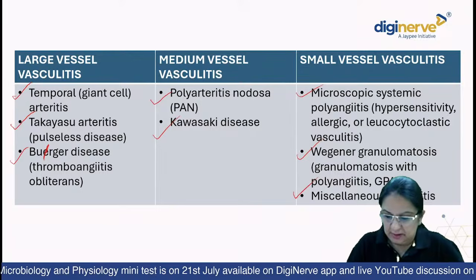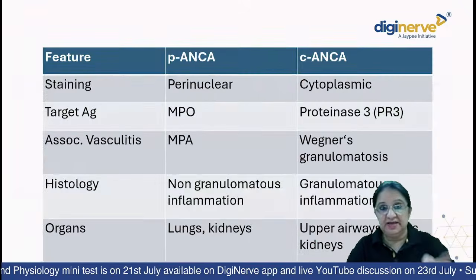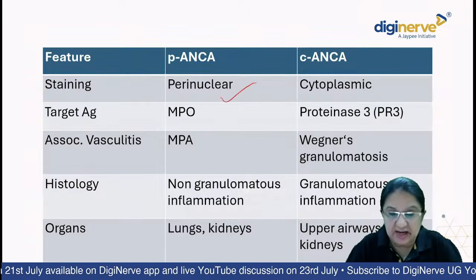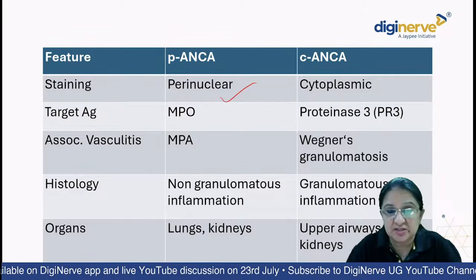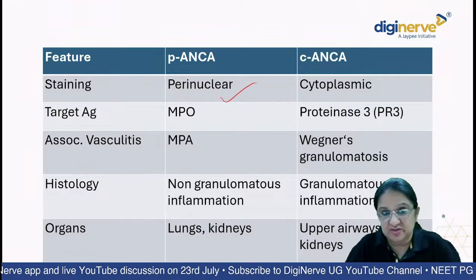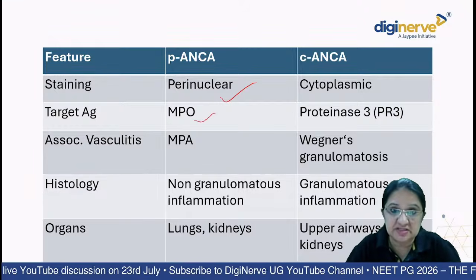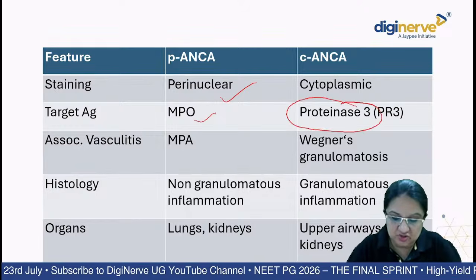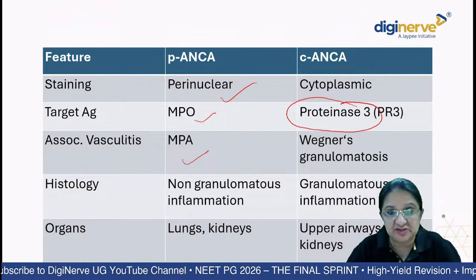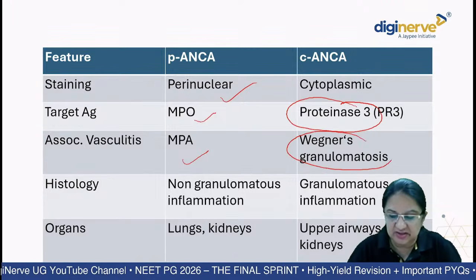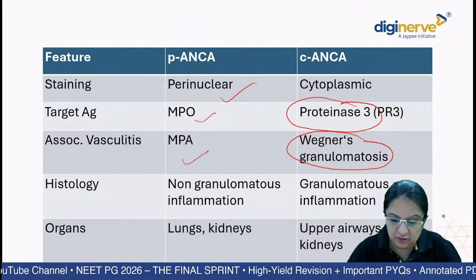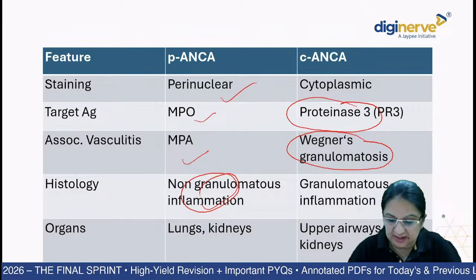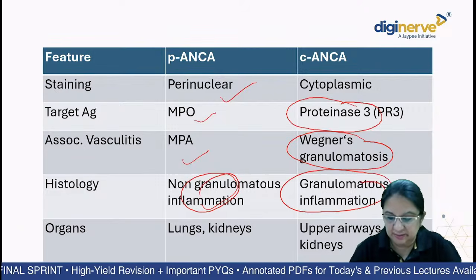Okay. Now, P-ANCA, C-ANCA, perinuclear staining, antineutrophil cytoplasmic antibodies, perinuclear or cytoplasmic. The target antigen here is MPO. Here it is proteinase 3. Associated vasculitis, microscopic polyangiitis, and here it is Wegener's granulomatosis. You see non-granulomatous inflammation in MPA. You see granulomatous inflammation, right?